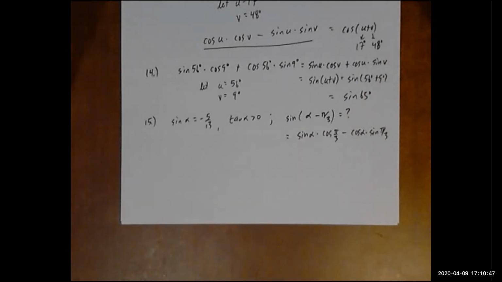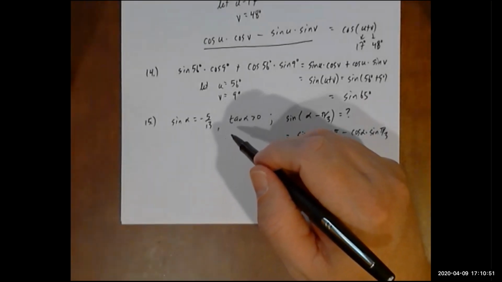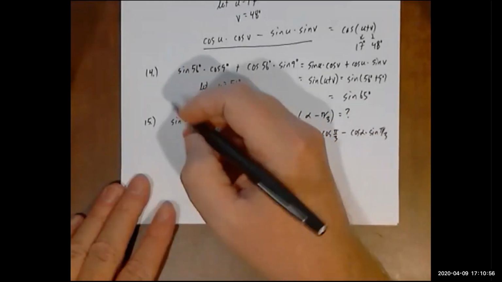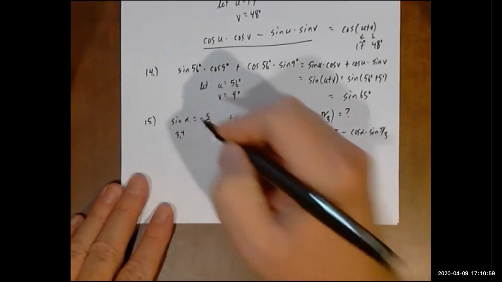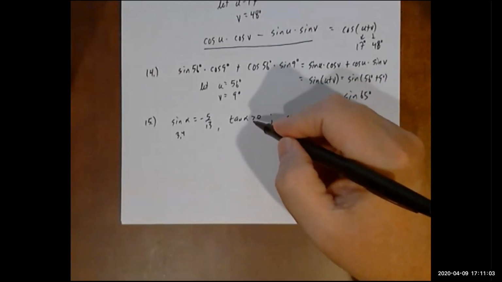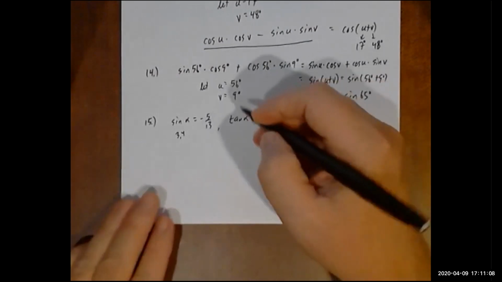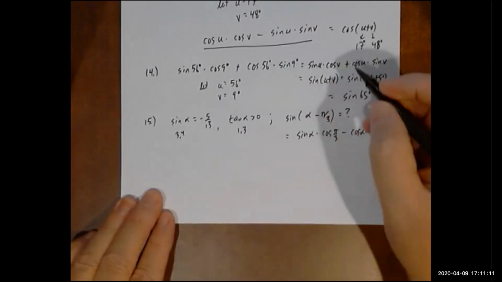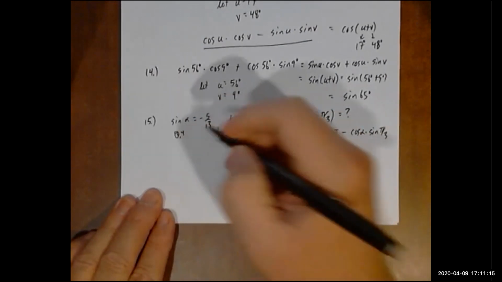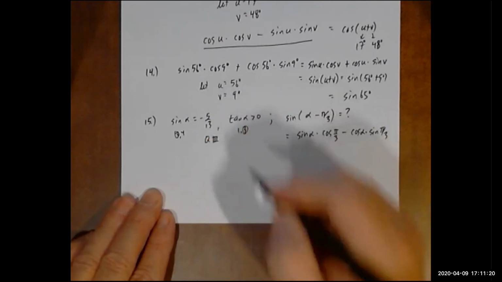First thing I want you to make aware of, let's figure out which quadrant our angle's in. You always have to know what quadrant your angle's in. So when you have a negative sine, you know that is going to be the third or fourth quadrant. That's where the sine's negative. But then at the same time, they say the tangent's positive. Which quadrants have a positive tangent? 1 and 3. So what do they have in common? Quadrant 3. So this angle is in quadrant 3.